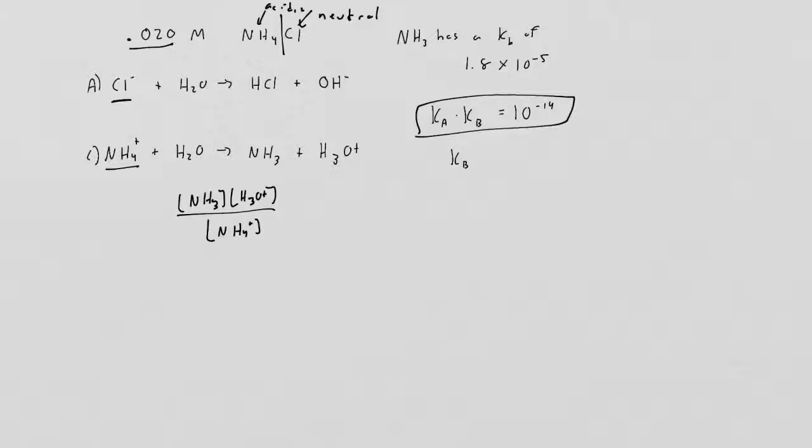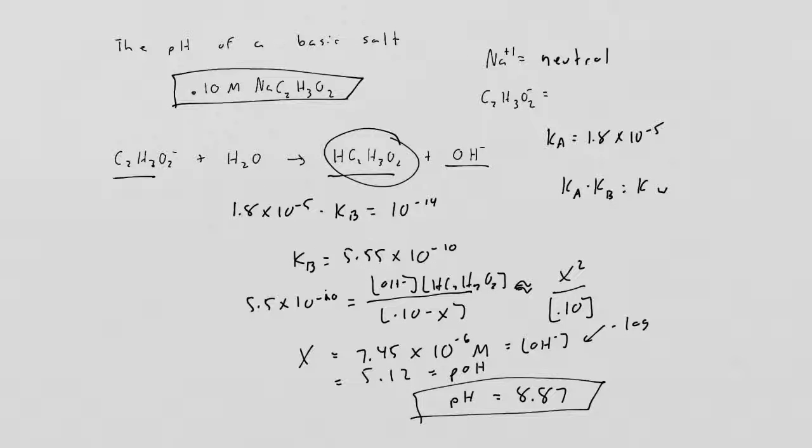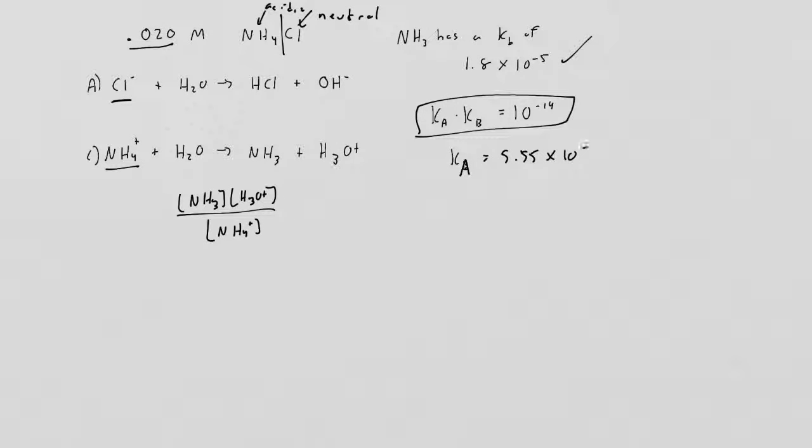If we know the Kb for the base, we can figure out what the Ka is. That's what we're doing here, right? This is the Ka because we're adding an acidic salt, right? And the Ka for that is going to be equal to 5.55 times 10 to the minus 10. And I did that by substituting this into there and getting the Ka. So this value is equal to 5.55 times 10 to the minus 10.